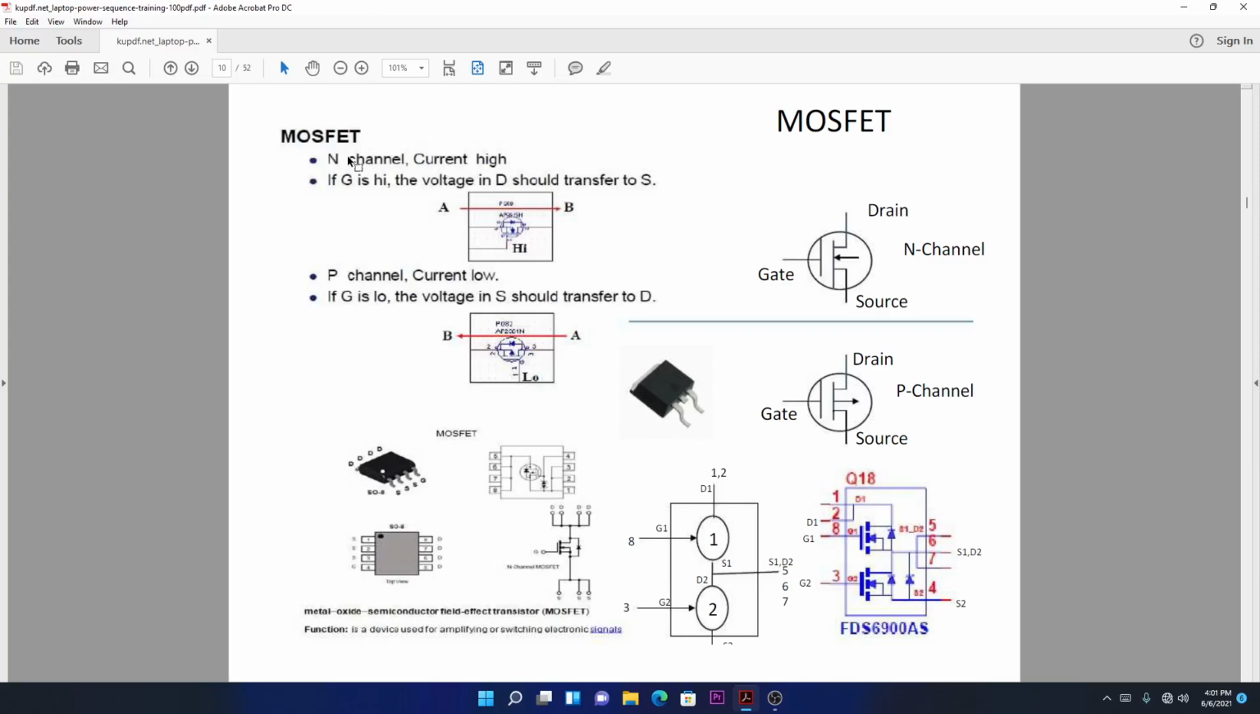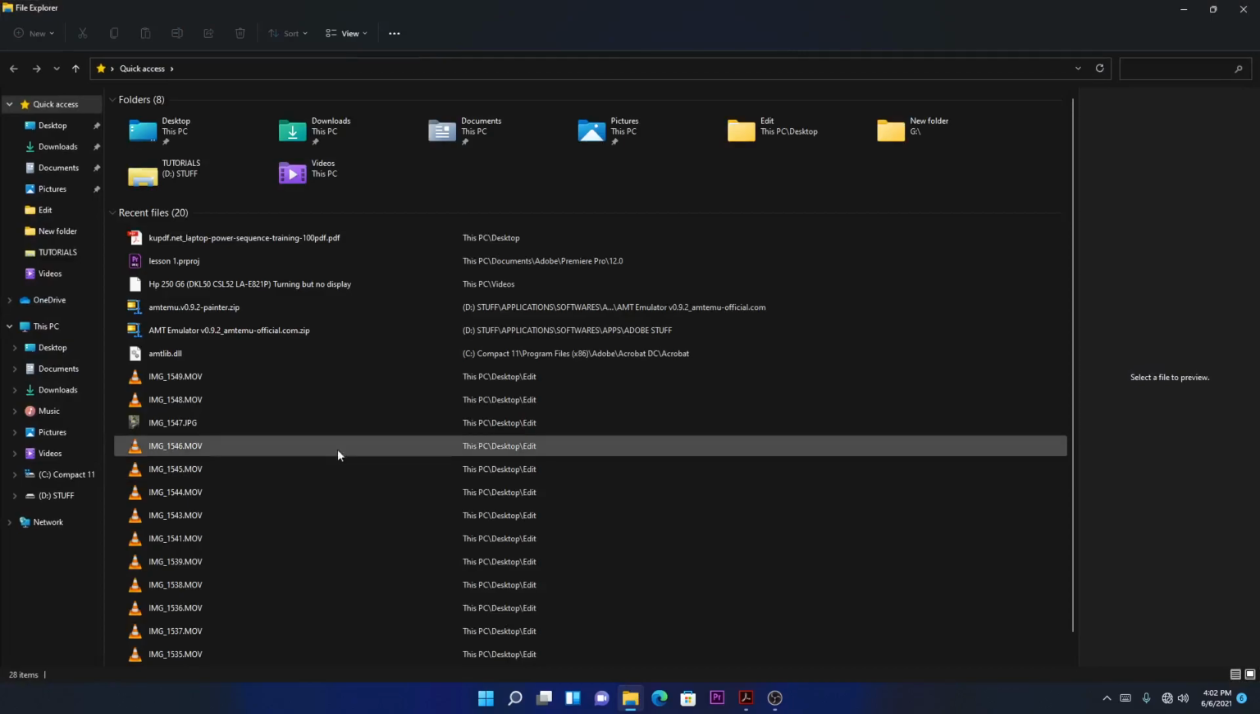There are two types of MOSFETs. We have the N channel MOSFETs, and we have a P channel MOSFET. Why do we have the two channel MOSFETs? Let's make an example. Let me show you something.